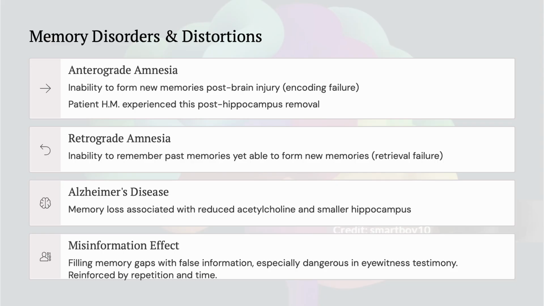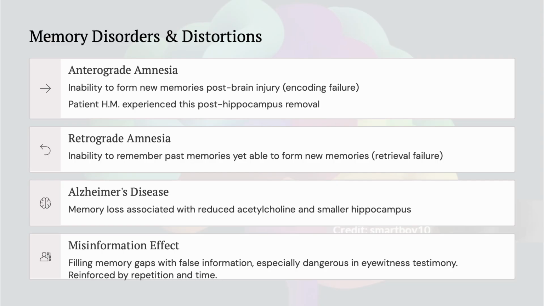But when we look at retrograde amnesia, we have something really different. With retrograde amnesia, I can't remember the past, but I can form new memories. And this means that it's still going to be a memory failure. It's just in the opposite direction.